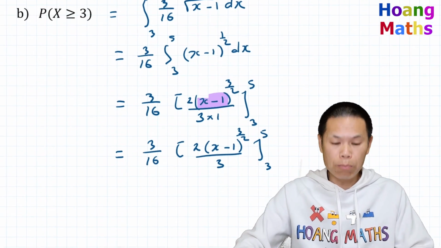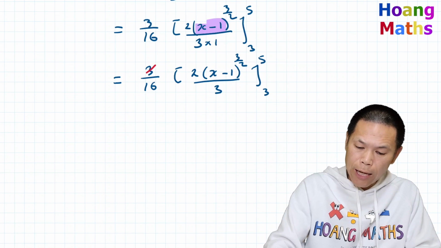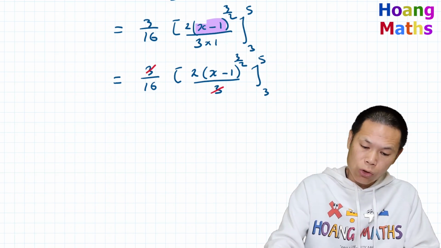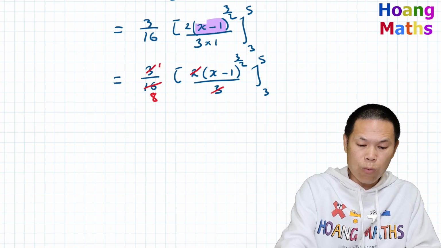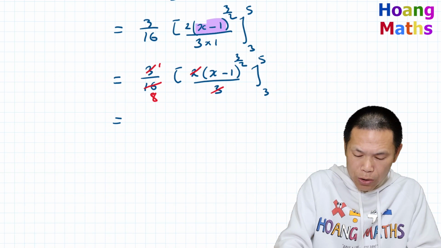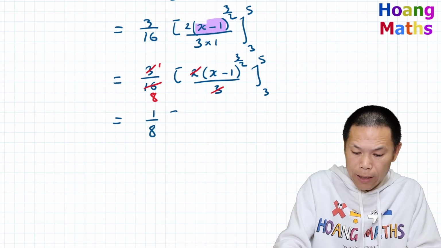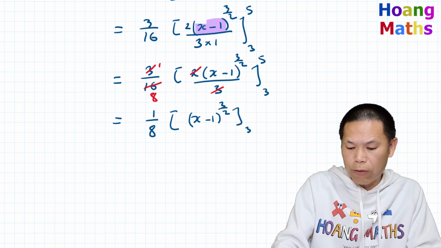So now I just simplify this one more time. So this 3, I cancel with this 3, and this 2 I simplify. That gives me 8. So the top is left with 1. So that becomes 1/8. So keep that in mind. So 1 over 8, and then x minus 1, and 3 over 2. Okay, so that's 3 to 5.